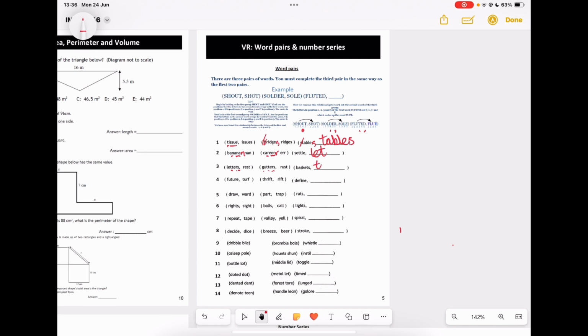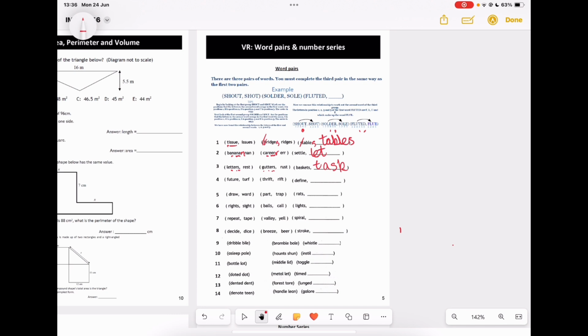Then we're going to be taking the second letter, A. Then the last, S. And then we'll take the fourth one, which is K. So the answer will be task, T-A-S-K.